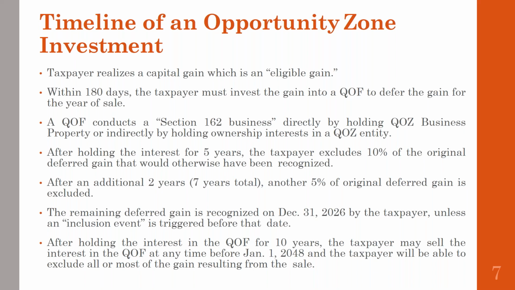Taxpayer realizes a capital gain, that is the eligible gain. So when you're looking at this literature or the tax code, anytime you see eligible gain, that's your capital gain. You have to reinvest that gain within 180 days. A QOF conducts a Section 162 business, a business for profit, directly by holding the business property or by owning an interest in a QOZ entity. So again, this goes back to that first page that we talked about.